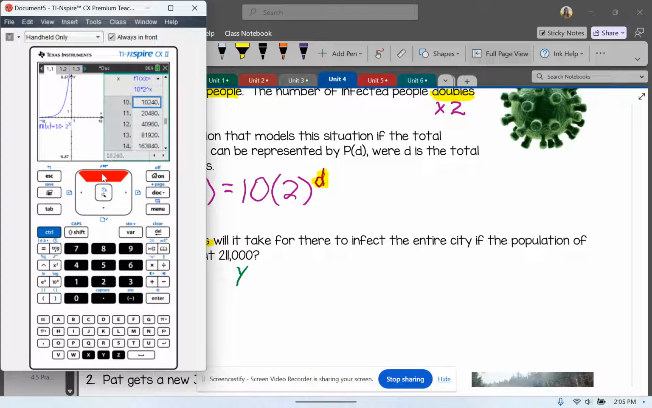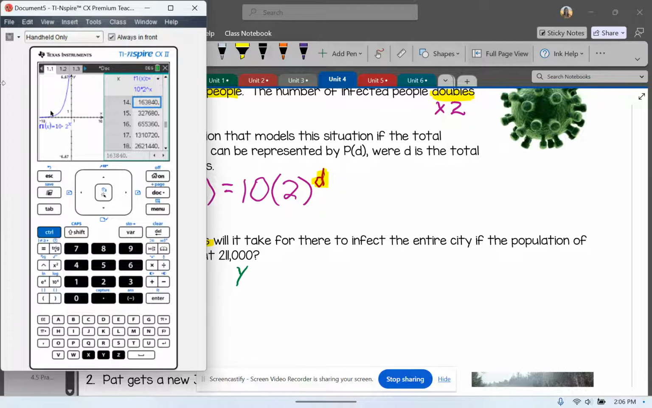When you first graph this, be careful to make sure you are using X's, even though we're dealing with P of D's and D's. Remember, your calculator only understands X, so I've typed into my calculator 10 times 2 to the X, and then we are looking for a Y value of 211,000. These are kind of small, like 80, 160, 320. Now we're getting into some large numbers here. As you can see, we are getting very close to that 211,000 on day 14, and by day 15, the entire population of the city will be infected.